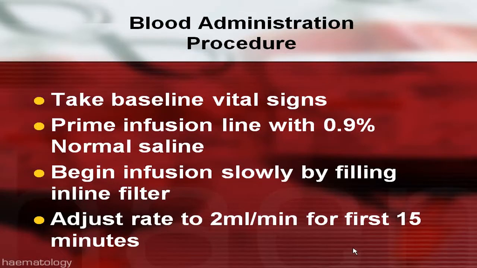If the client is going to have a reaction to this, you want to know early on, before they've gotten too much blood in them. So you start the rate at no more than 2 milliliters per minute for the first 15 minutes. If they're going to have an acute reaction, you want them to have it early before too much blood has gone in. Okay? So how many mLs would they have gotten in the 15-minute period? No more than 30. Okay. So you really want to start it slowly.